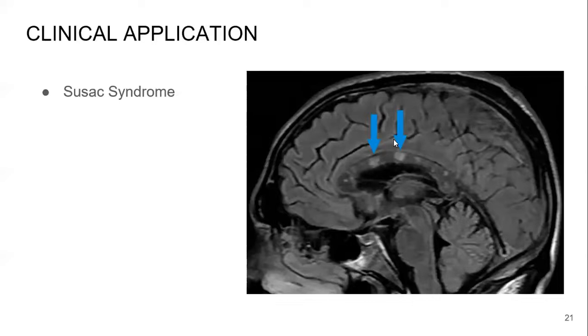Clinical application. We're going to talk about Susac syndrome. It's an autoimmune disease where autoantibodies attack and damage the endothelium of small blood vessels. It mainly affects the brain, the inner ear, and the eye. The ischemic lesions of the corpus callosum are referred to as snowball lesions. Neurological signs include migraines, confusion, short-term memory loss, gait disturbance, dysarthria, which is slurred speech, and psychiatric symptoms such as paranoia and personality changes.